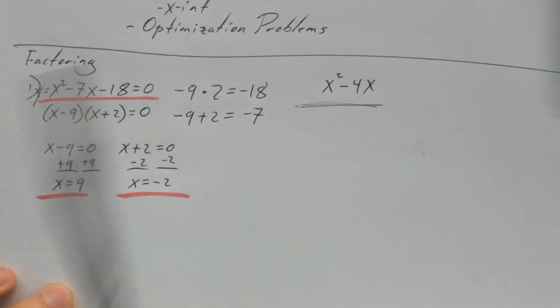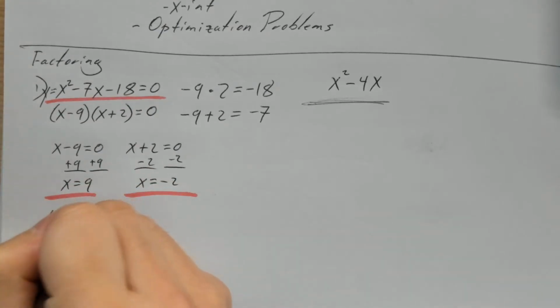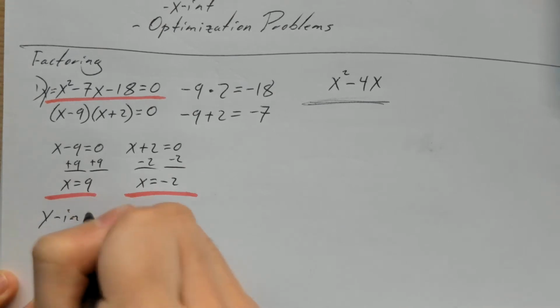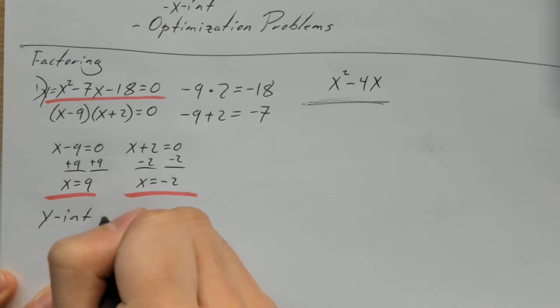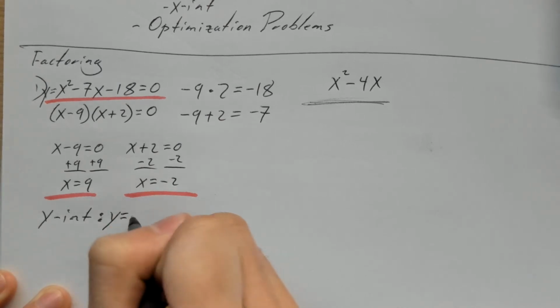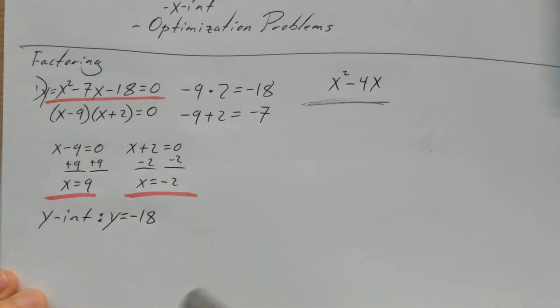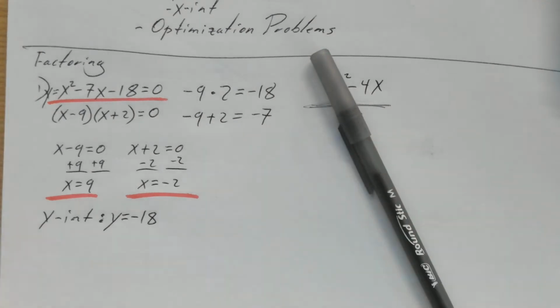Again, for this particular problem, our y-intercept is located at y equals minus 18. Here's my question now. Where is my line of symmetry? Where's my line of symmetry?